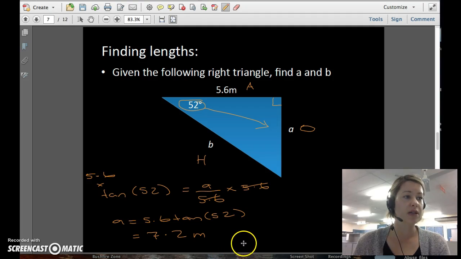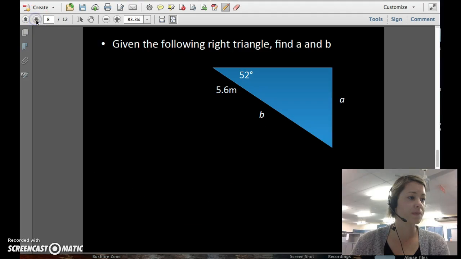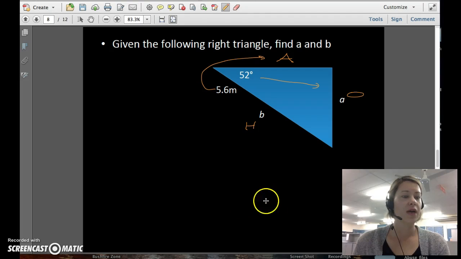So now let's find the value of b. Again, this was our O, this was our A, and this is our H. Now I'm not going to use the value of a, which I just found to be 7.2 meters, because if I've got that wrong, I'm definitely going to get b wrong. So I'm going to use a trigonometric identity now to find what b is.